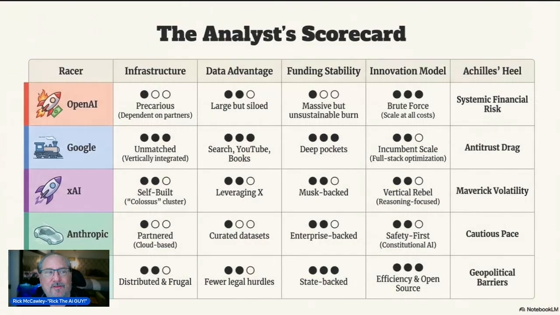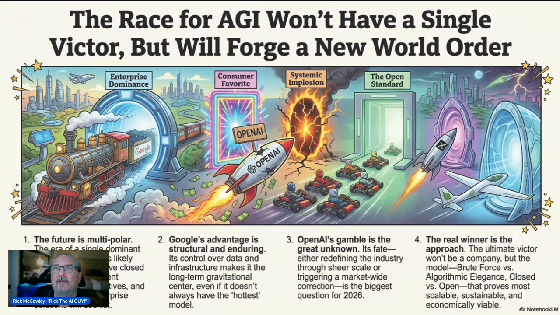You might not be able to read it, but you can download it later as I'll make it available. So here's even an analysis of who's doing what and who's in the lead. Take a look at Google, almost 3 stars in every category. Antitrust is its only Achilles heel. Whew, okay. And then the race for AGI won't have a single victor, but will forge a new world order. Consumer favorite, OpenAI. The open standard, who knows? Google, the enterprise dominance. And maybe Google buys Anthropic, and wouldn't that be the greatest gift to all the world?